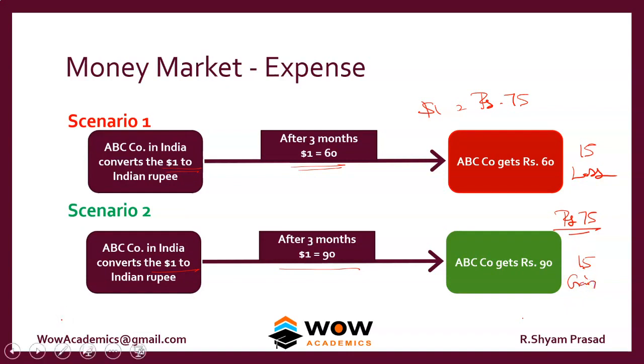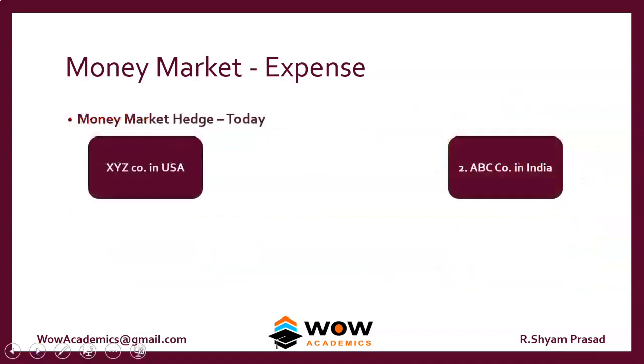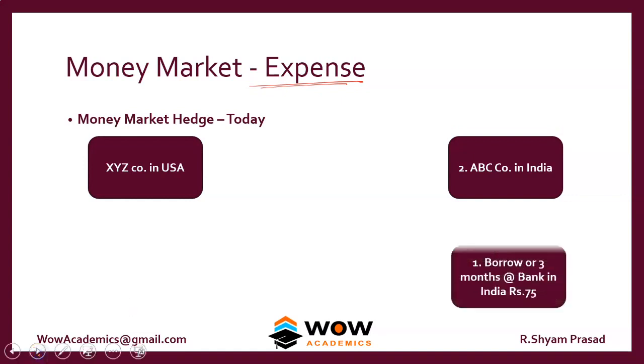So there's a problem here. The company has to take a hedge because they don't know which side the currency rate will move. So it's always better to take a hedge. We'll see how a money market hedge works. We'll look at the money market hedge from the expenses angle. We'll follow a step-by-step example.